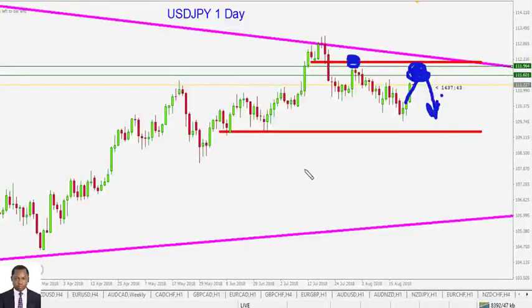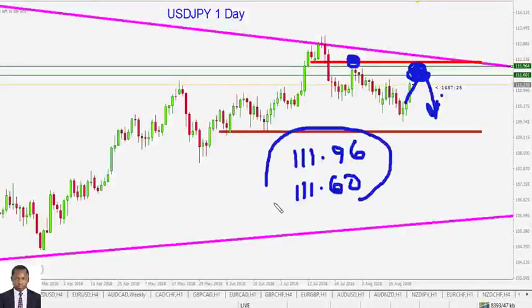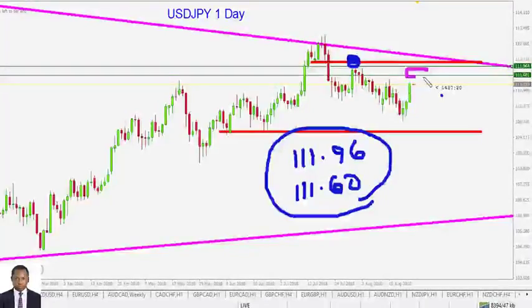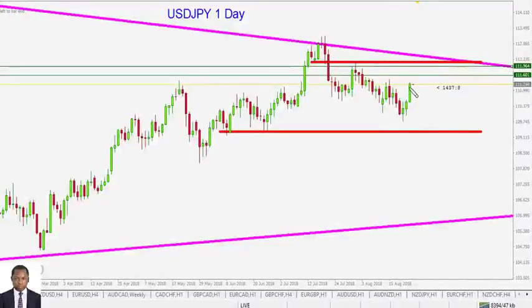I have marked 2 levels between the 111.96 level and the 111.60 level. Anywhere between those 2 levels is where I am expecting to see a bounce in this pair, anywhere around here, a bounce to the downside. So for tomorrow, push up again, then somewhere around in here, be very careful going long. From there on, I'm expecting a bounce to the downside.